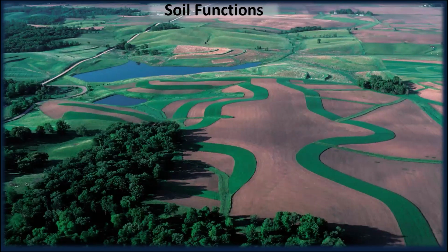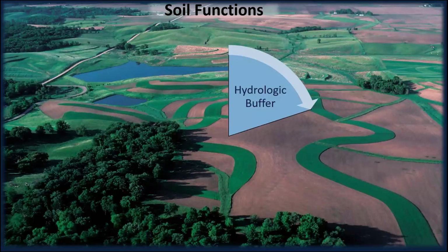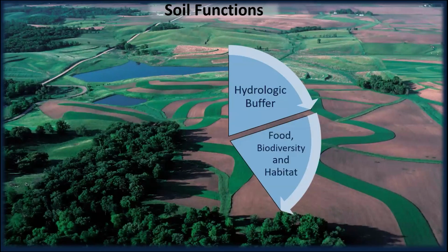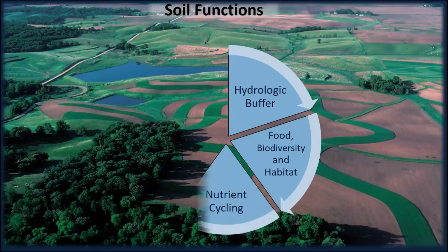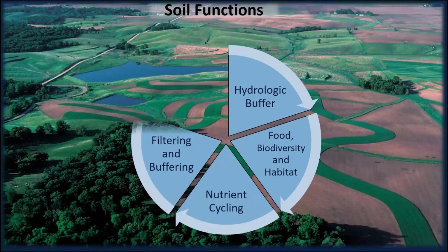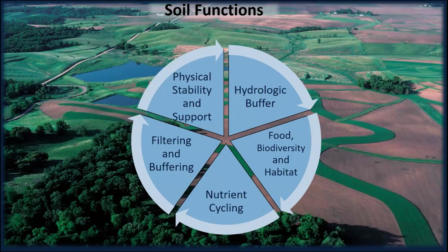Some of the things that we learn in those classes are that soil's job is as a hydrologic buffer. It also provides food, biodiversity, and habitat for crops and microbes. It's involved in nutrient cycling, and has a filtering and buffering capacity for nutrients. Also, a lot of its job is to provide physical stability and support for plants, for crops, and things like that. So when we're talking about soil health, we want to look at the big picture, looking at all of these and seeing how we can optimize them and get the best functionality of our soil.